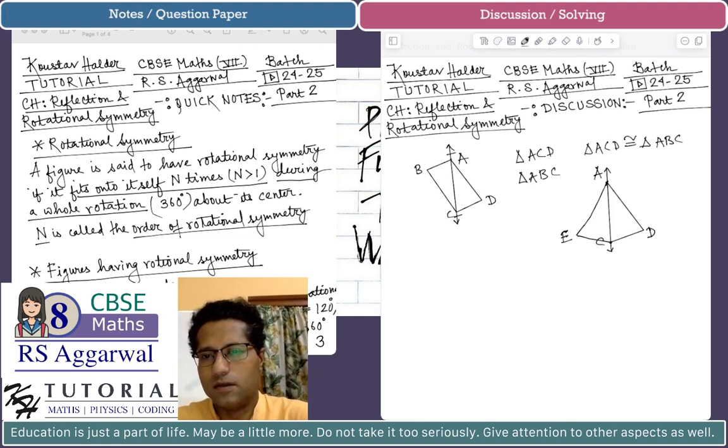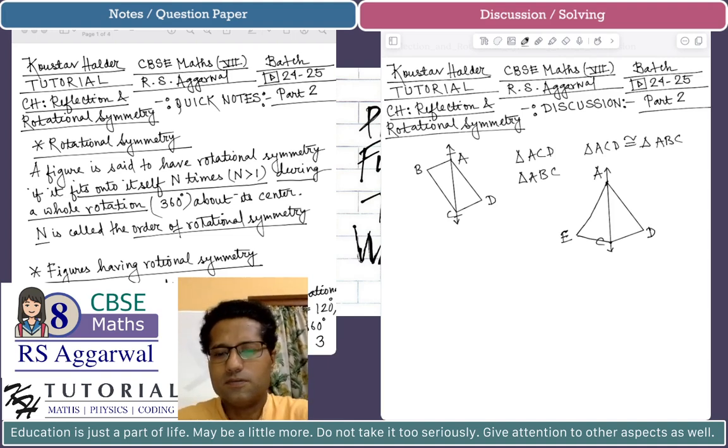The fundamental concept about the line of symmetry is that the line of symmetry will essentially divide the figure into two halves, and both the halves will be a reflection, or mirror image, of each other about the line of symmetry. So that is the correct way of saying it.